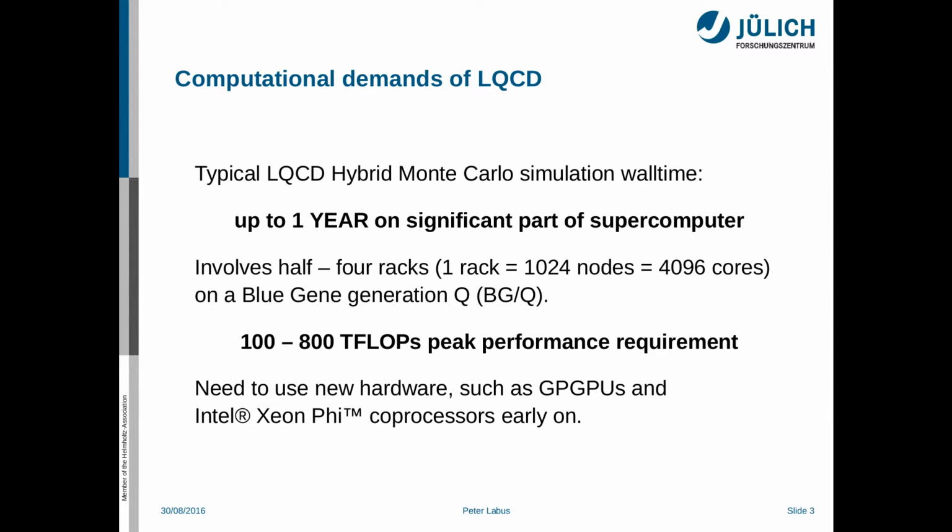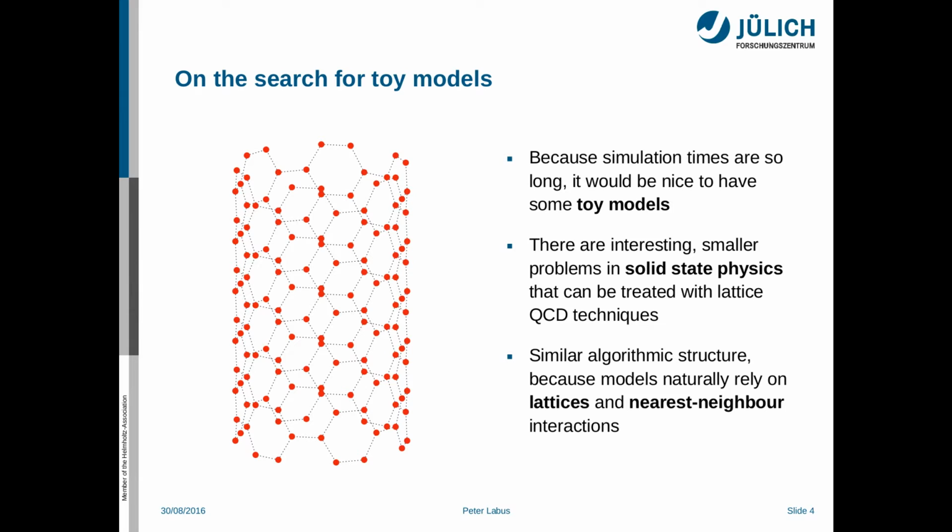However, the computational demands of lattice QCD are very high, and it's not unusual that one simulation takes up to 1 year of simulation time on a significant part of a supercomputer, and demands 100 up to 800 teraflops of sustained performance, that is to say 800 trillion floating point operations per second. This is why there is a big need to use new hardware such as graphic cards and Intel Xeon Phi coprocessors early on.